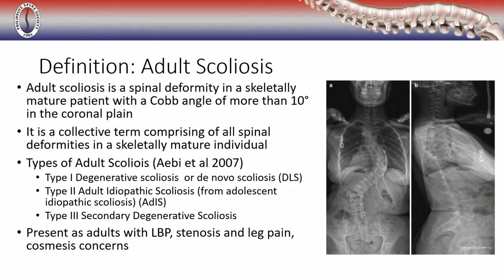Now, there's a third type known as the secondary degenerative scoliosis, which means it occurs in the context of another pathology, such as a pelvic obliquity from a limb length discrepancy, a hip pathology, or a transitional anomaly, or even secondary to a metabolic disease or an iatrogenic cause. It's important to remember that these types may all present with back pain, stenosis, and leg pain, and some may even have cosmetic concerns, but these are more common with the adult idiopathic curves.